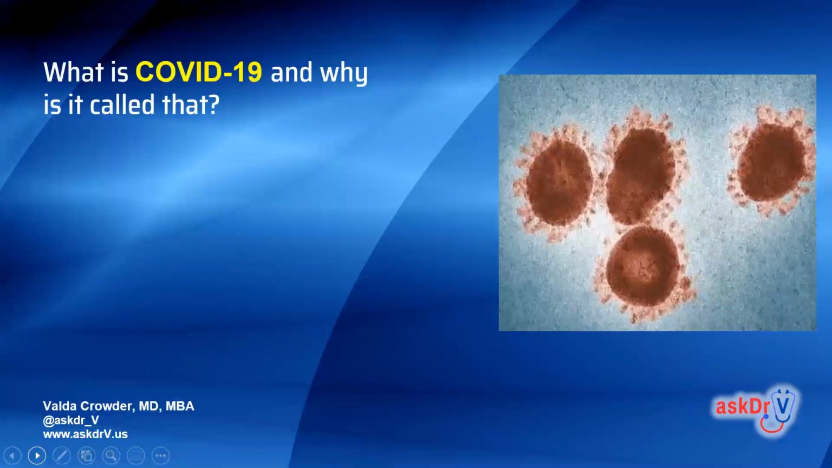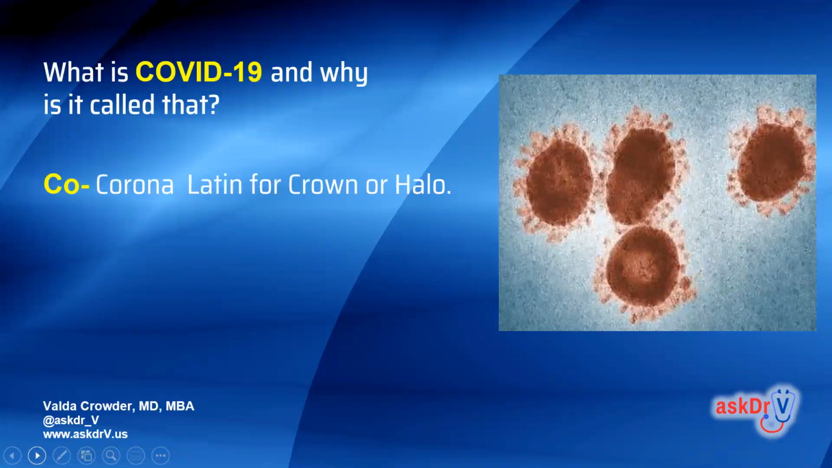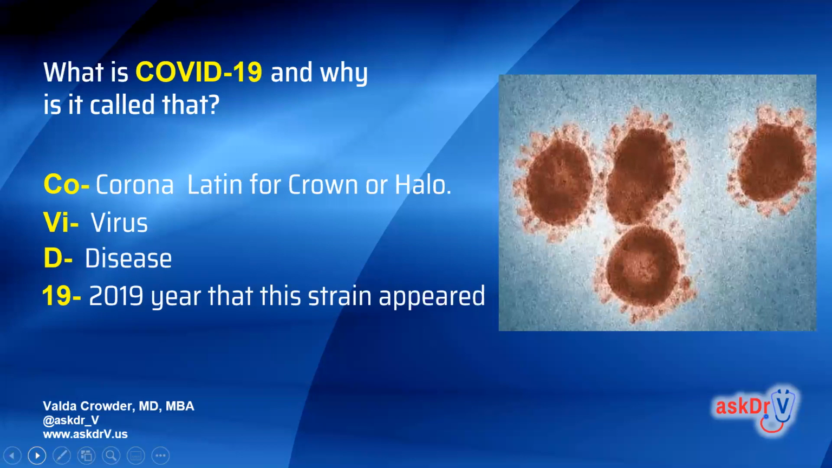So what is COVID-19 and why is it called that? It was given the name by the World Health Organization. CO stands for corona, which is Latin for crown or halo, because on a microscope, it looks like there's a crown or a halo around the virus. VI stands for virus. D stands for disease. And 19 is 2019, the year that the strain appeared. So it's not a very complicated naming system.